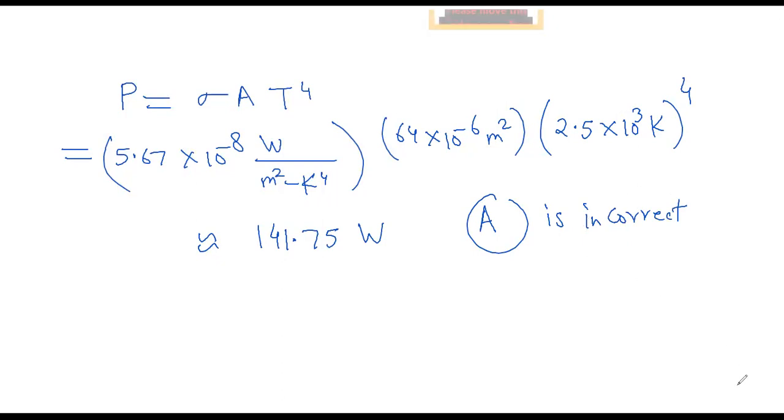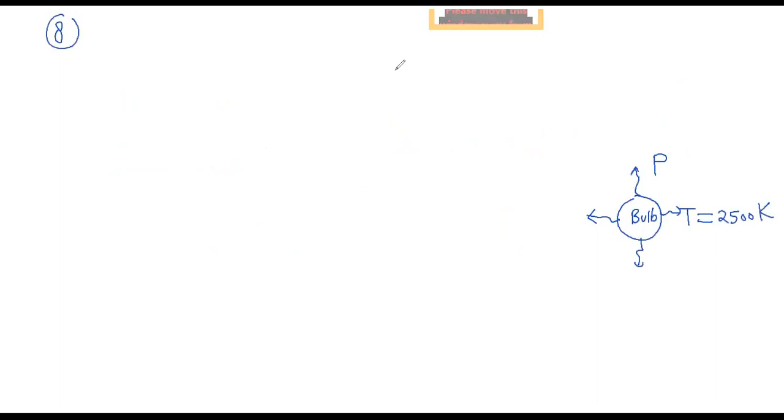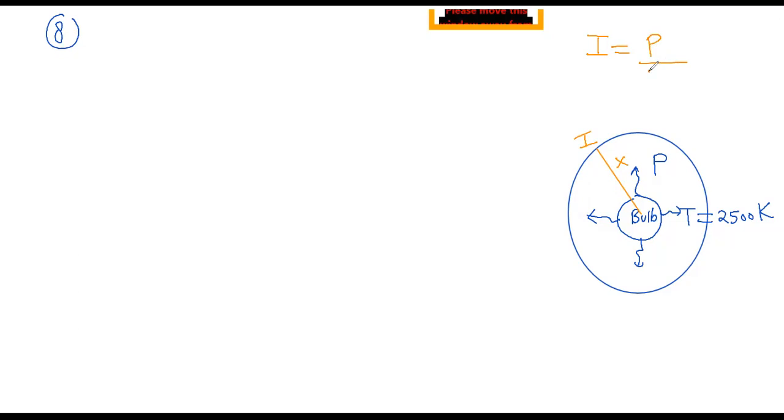Now you need to understand one thing, that the power emitted by the bulb is distributed on a sphere of radius x when we consider a point at a distance of x from the bulb. So here the intensity will be P upon 4 pi x square.